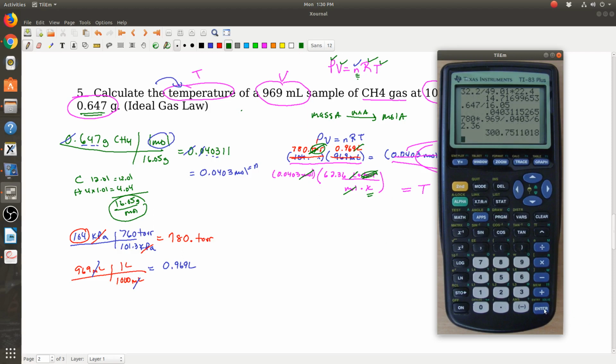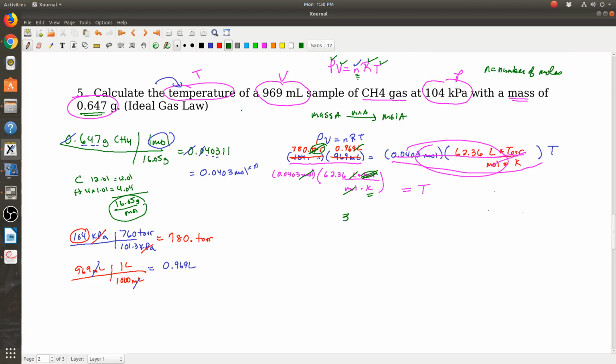So I get 300.75. So my temperature is 300.75 kelvins. But I have to look at significant figures. Everything seems to have 3 sig figs that's measured. This is a definition. So 3 sig figs, so 300, and it's got in there, round up, 301 kelvins. 301 kelvins is my answer.